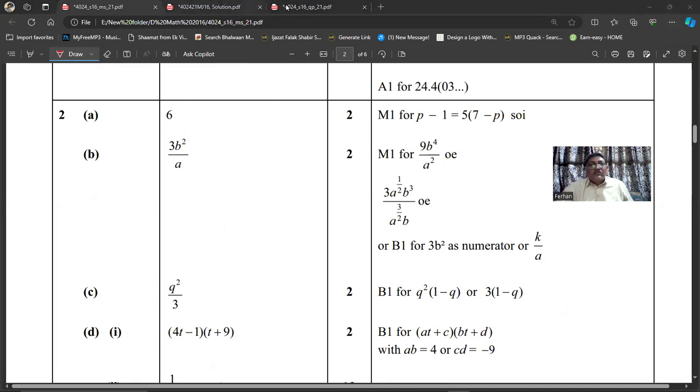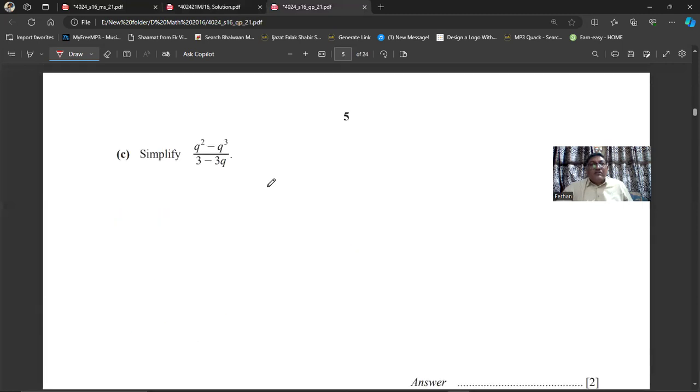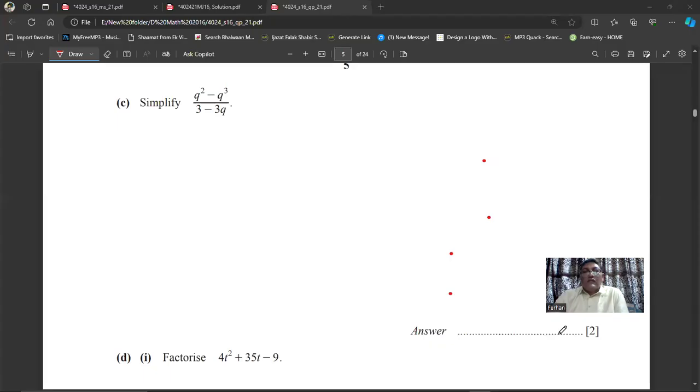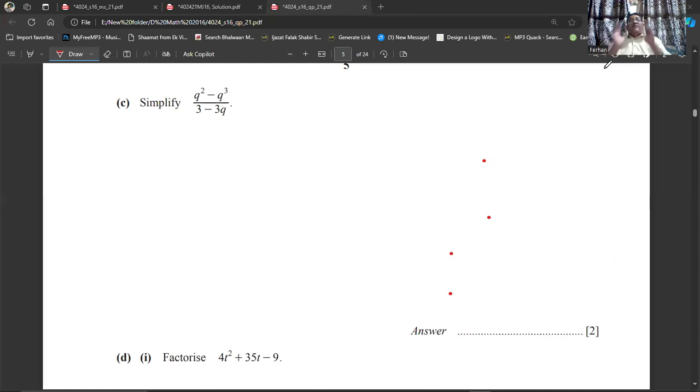We are going to the next question. That is the question number 2, and it's C part. Here we have to simplify. We have q square minus q cube divided by 3 minus 3q.